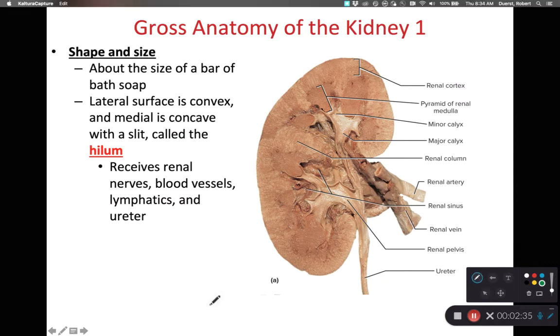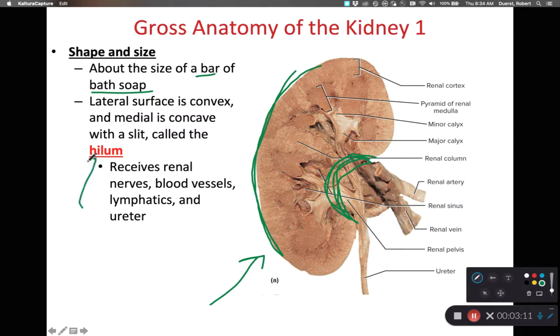Now, if we look at the kidneys right here, we have a frontal slice of the kidney. The kidney is about the size of a bar of bath soap. For those of you who aren't familiar with how big a bar of bath soap is, another analogy is that your kidney is about the size of the palm of your hand. As we look at the lateral surface, it's convex, it's going to stick outward. And then the medial surface is going to be concave. This concave portion is going to be referred to as the hilum.